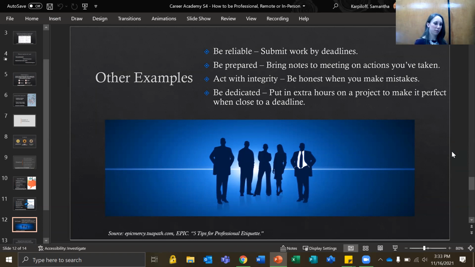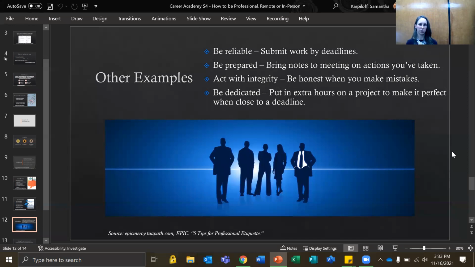Being prepared, bringing notes to a meeting, showing that you've already taken action on a few things. I think that's really important, is to come to the meeting prepared to share what work you have done instead of using the meeting to complete that work, because again, everyone's time is very valuable. And for the most part, when you do meet, you want to give an update on where things are and then go away and work on projects on your own.